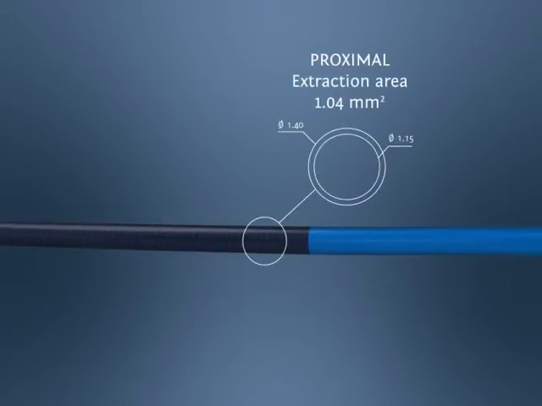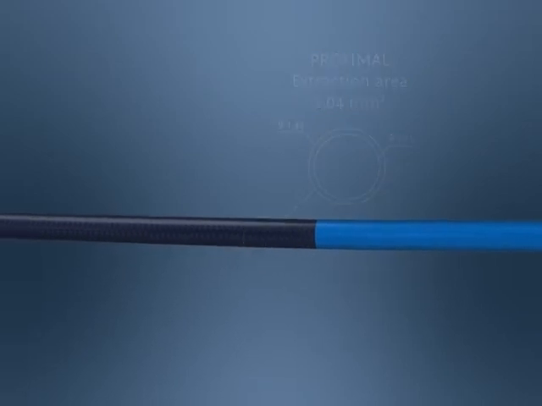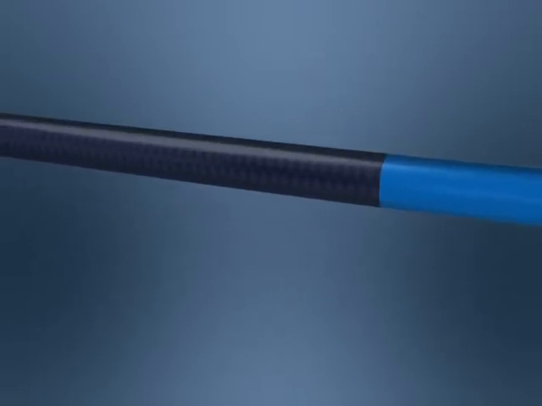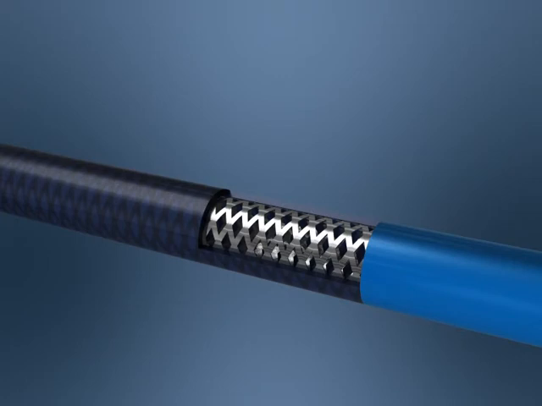Due to its design, the Hunter catheter also presents a large extraction area, both proximally and distally. The new flat mesh used in the proximal part of the catheter is designed to achieve greater pushability, navigability, and kinking resistance. Moreover, it provides a smaller outer diameter without altering the internal extraction lumen.